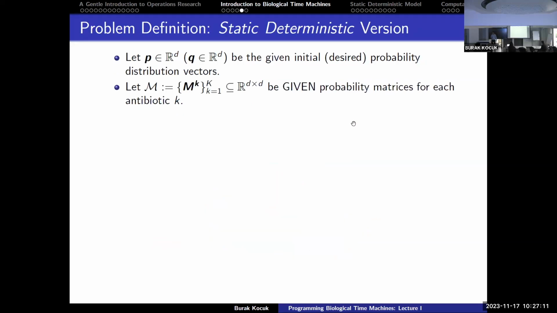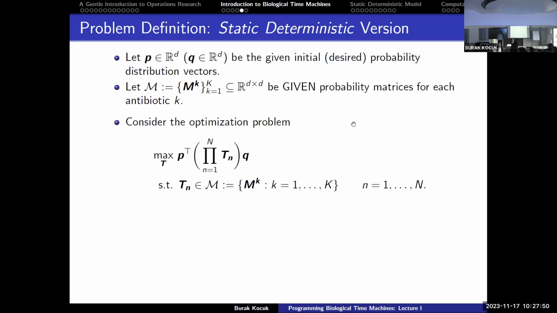Okay, so here is the more mathematical explanation of the problem. Suppose that we are given these vectors P and Q. P represents the initial distribution, essentially where you start, and Q is the desired distribution, which means that you want to end up at the wild type. So it's the unit vector where you put all the weight on the wild type and zero weight on the others. I will give you a numerical example in a few minutes. And then you have these Markov chain matrices T^k. Then we want to solve this optimization.